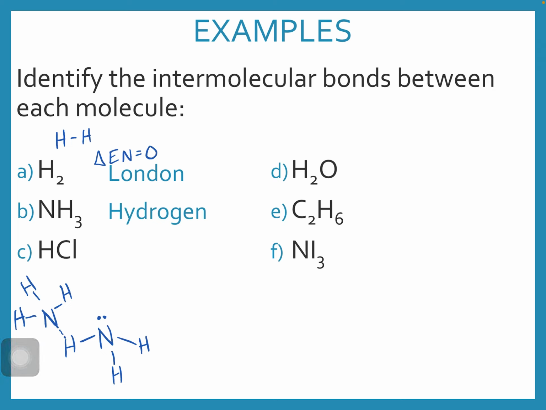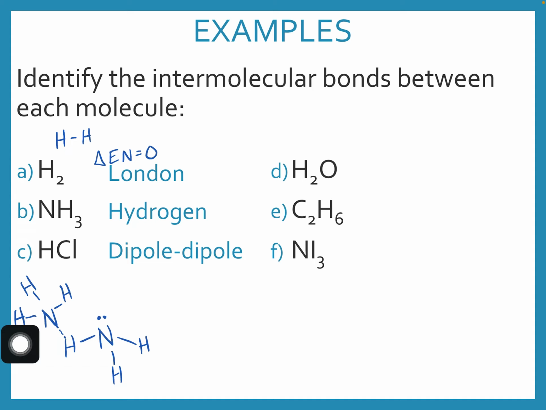Hydrochloric acid, so here we had 3.2 and 2.2, so we have a delta EN of 1, so polar bond. It's not symmetrical, so it's also a polar molecule, and so we're either going to have hydrogen bond or dipole-dipole. Although we do have a hydrogen, it needs to bond to nitrogen, oxygen, or fluorine, which we don't have. So this is going to be dipole-dipole bonds.